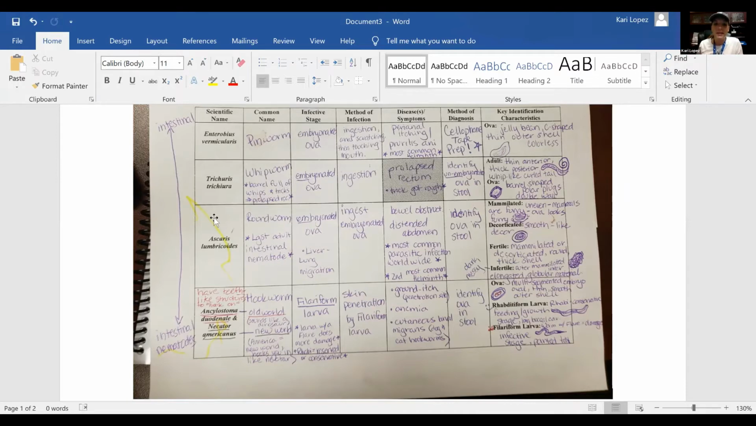So what's a helminth? Helminths are worms. Worms, yep. So this is the most common worm overall. The method of diagnosis is a cellophane tape prep, and your key characteristics, the ova are jelly bean or C-shaped, with thin outer shells and colorless.